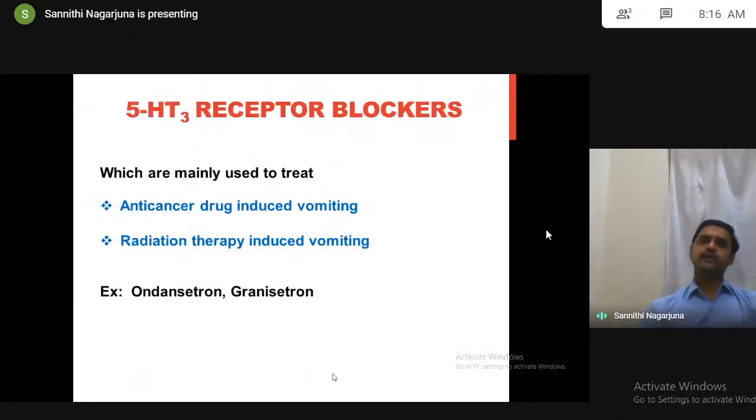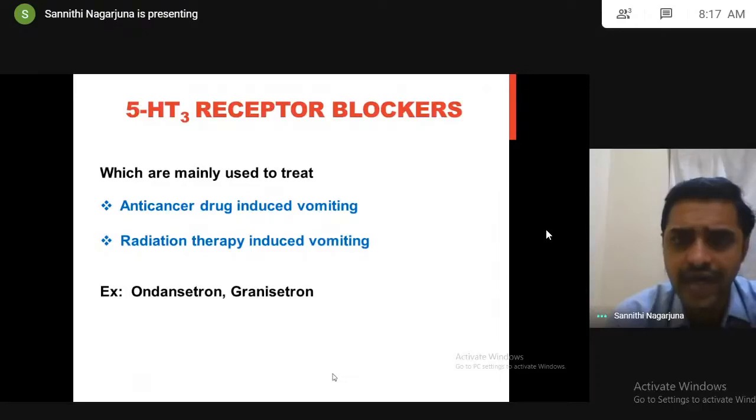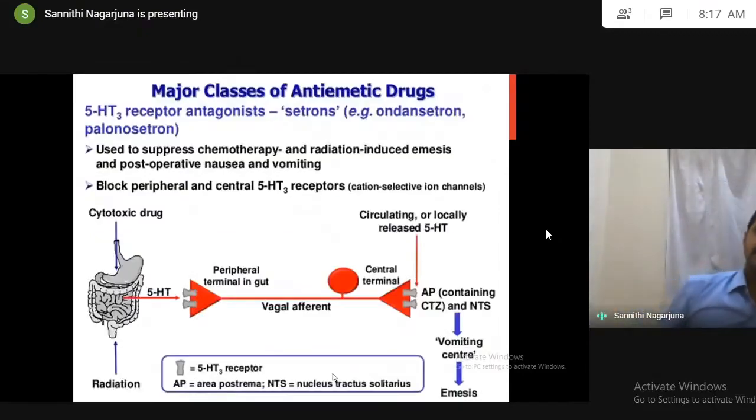Next, 5-HT3 blockers. We know the 5-HT3 blockers are used to treat anti-cancer drug-induced vomiting and radiation therapy-induced vomiting. They are very, very important. Examples are ondansetron and granisetron. See what happens: if you take anti-cancer cytotoxic drugs, they not only kill the cancer cells, they also kill normal cells. They damage the enterochromaffin cells present in the GIT. The damage to these normal cells of the GIT causes excessive release of 5-HT, which stimulates the CTZ and produces vomiting.